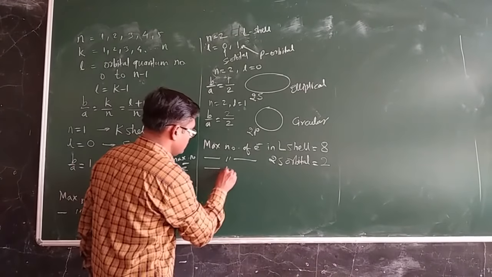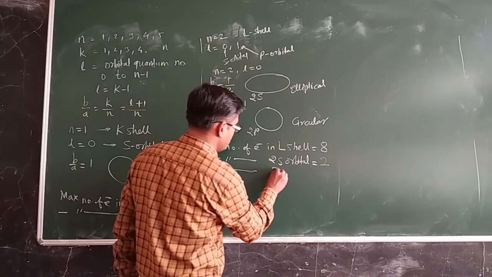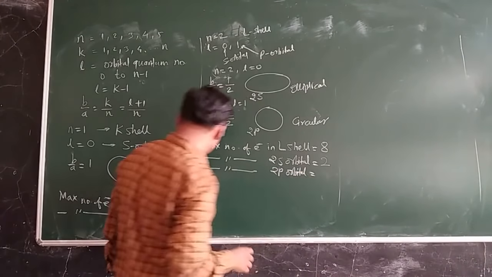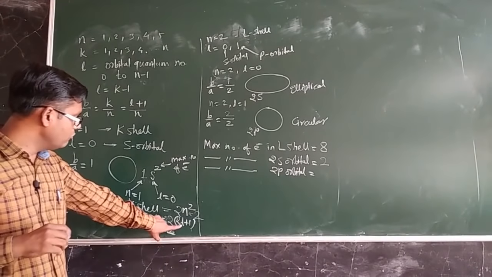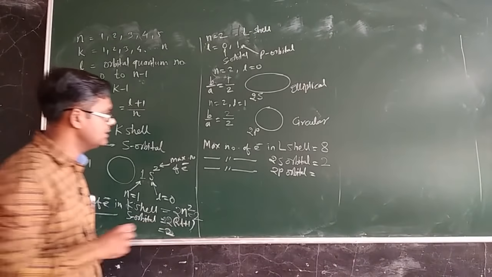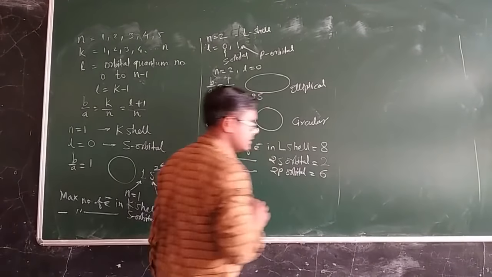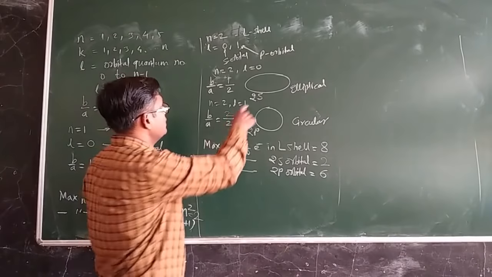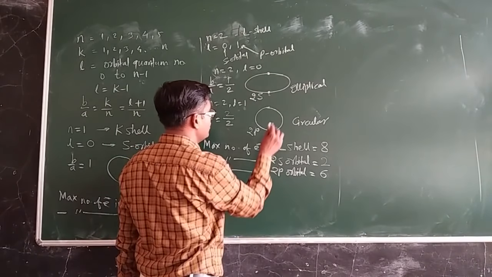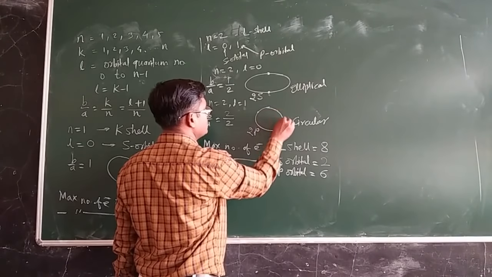Similarly, the maximum number of electrons in the 2p orbital. For p, l equals 1, multiplied by 2, that is 2 plus 1 is 3, and 2 threes are 6. So here it will be 6. So in the 2s orbital we can have 2 electrons, and in the 2p orbital we can have 6 electrons.